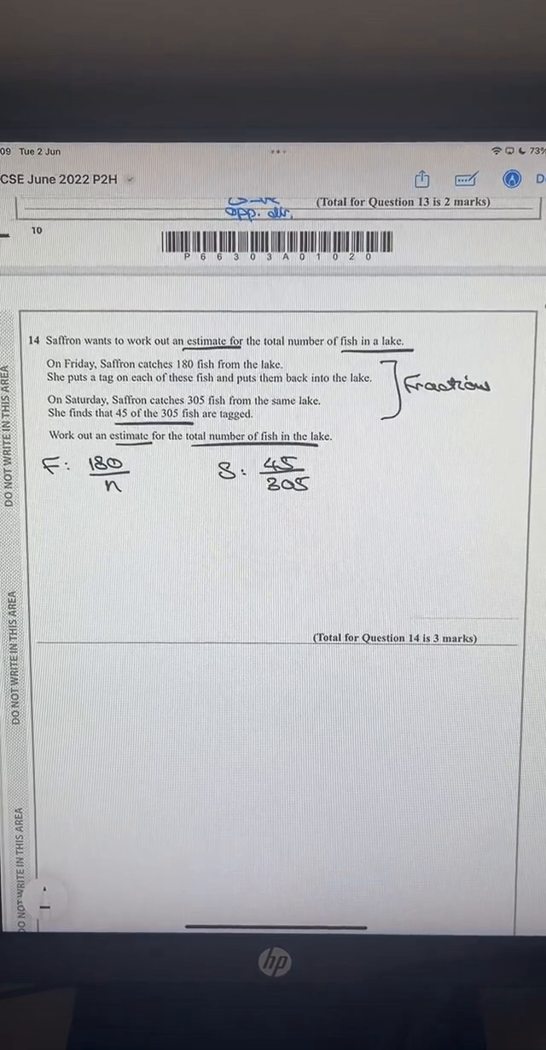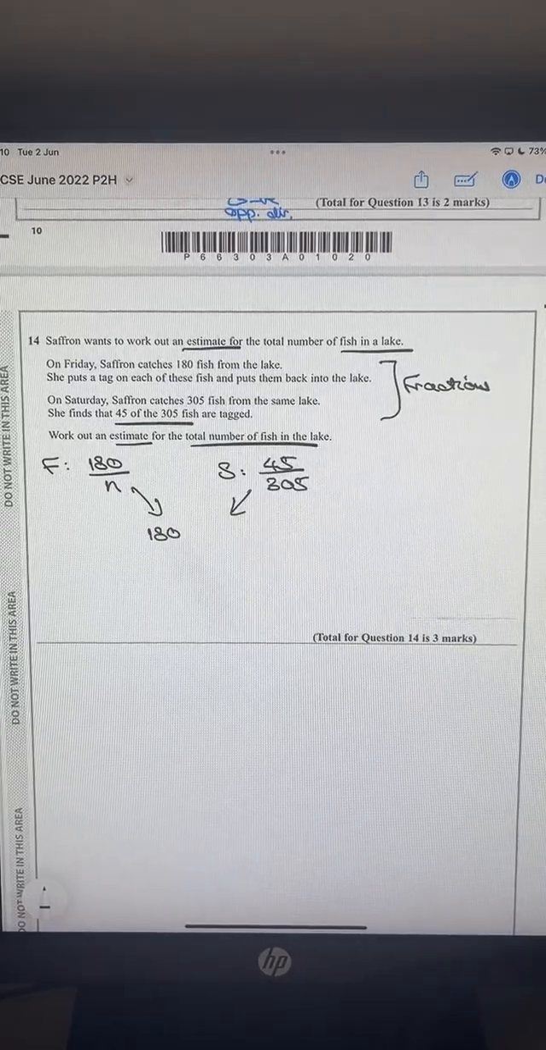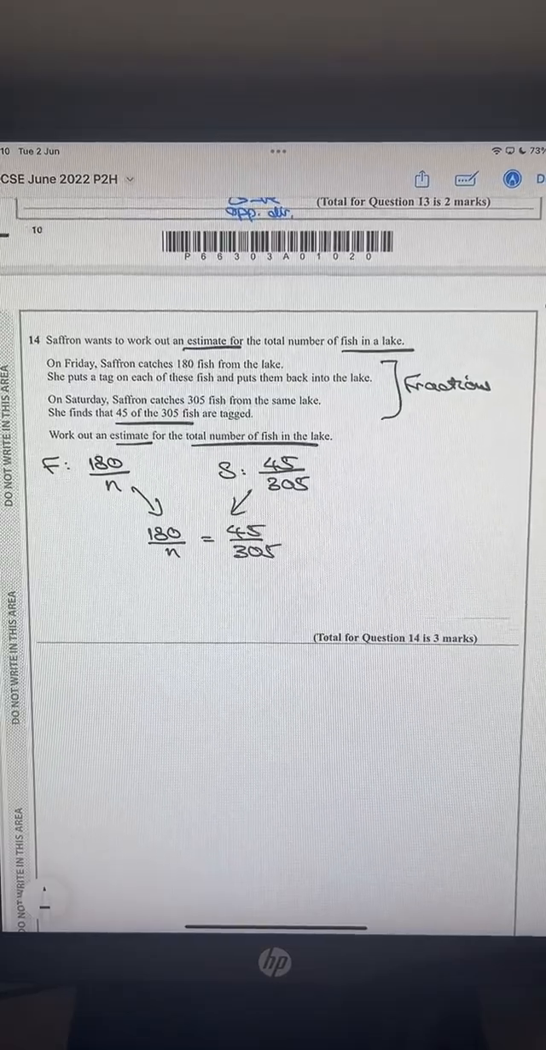Now I'm going to assume that the number of tagged fish remain constant and that the proportions are the same. So all I can do is these fractions, because a fraction is like a proportion, like a ratio: 180 over n is equal to 45 over 305. And all I have to do is solve for n. This is Edexcel exam board. So all I need to do is solve for n.